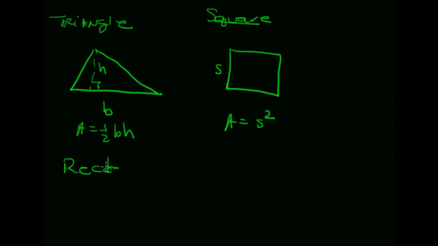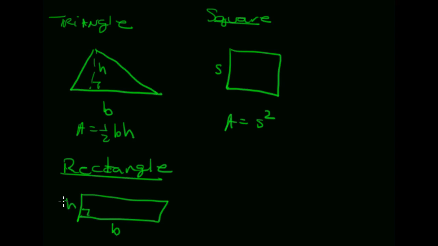Area of a rectangle shouldn't be all that confusing. So the rectangle, this is the base, this is the height. Its area will also be base times height.